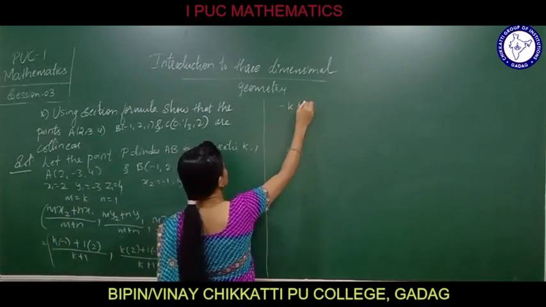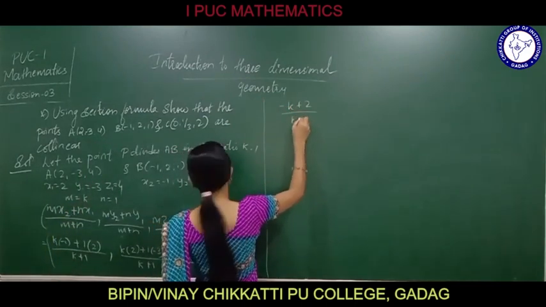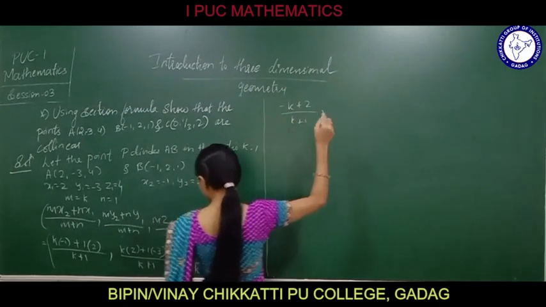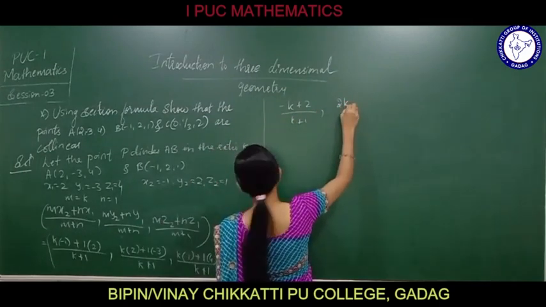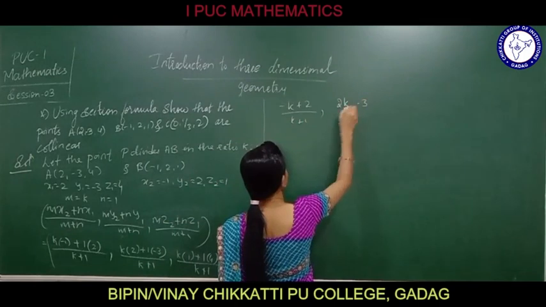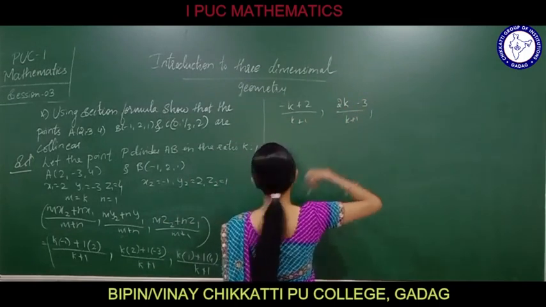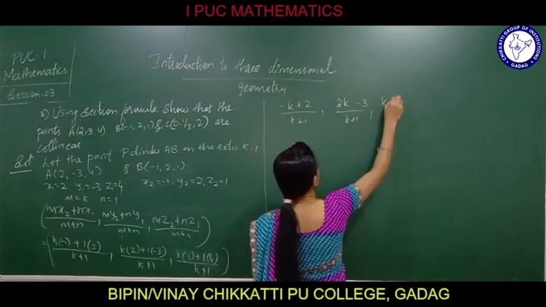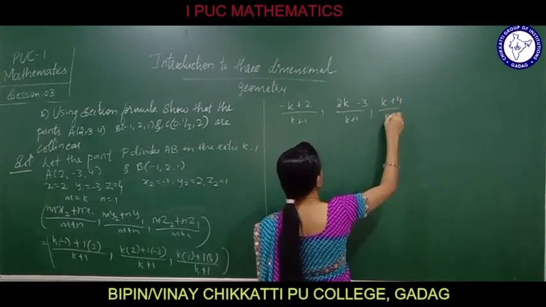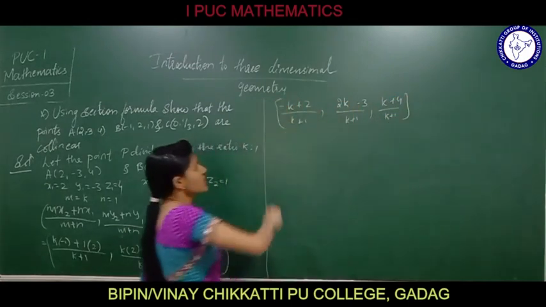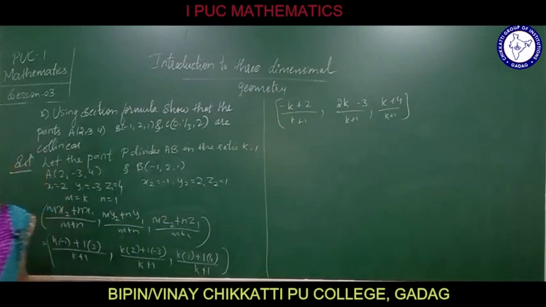Minus k plus 2 divided by k plus 1. Next, 2k plus into minus is minus, -3 divided by k plus 1, and I have that as k plus 4 divided by k plus 1. What we have done? We have just simplified it. Whatever the multiplication part was there, we have just simplified that.